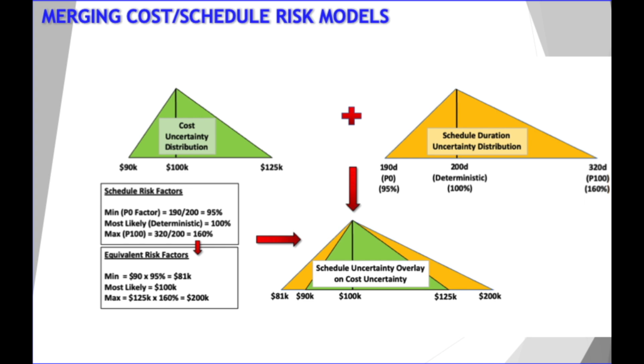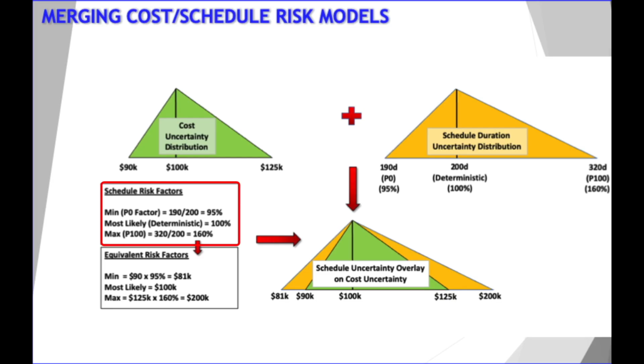Now, to calculate the schedule impact on our cost risk model, we will need to merge our models to obtain a blended cost schedule model. So we need to create factors for minimum and maximum ranges from our schedule risk distribution data. These factors can then be multiplied by the minimum and maximum ranges in our cost distribution. Let's calculate our schedule risk factors.